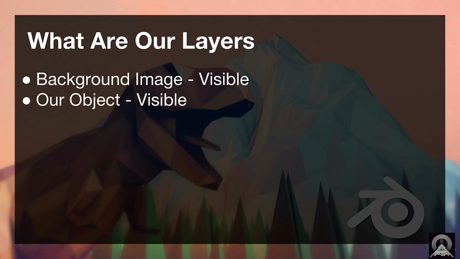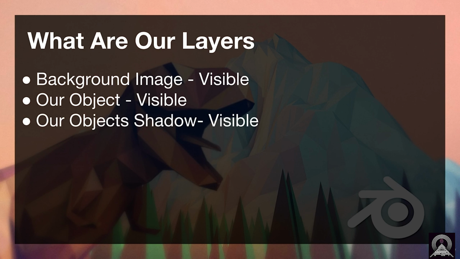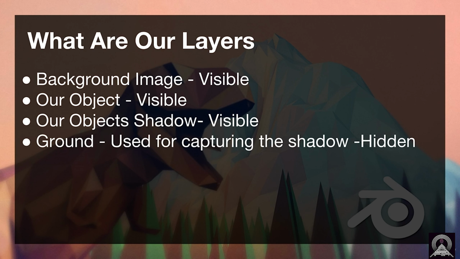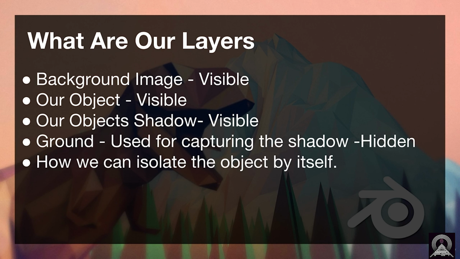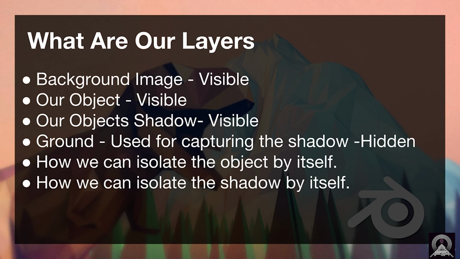Now at the moment, we're blending the two things together, and the object isn't isolated, and we're getting this blend between the two, so we need to sort that out. We're going to have a shadow eventually, and that also needs to be visible. However, the ground itself used for capturing the shadow needs to be hidden. So let's have a look now at how we can isolate the object by itself, and also how we can go about isolating the shadow by itself, or whether we need to do something else with the shadow as well.